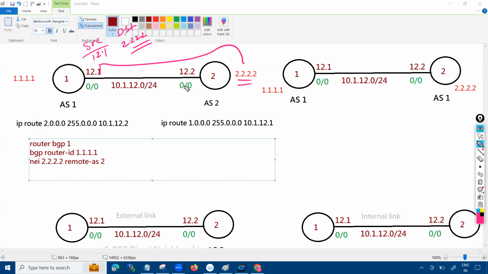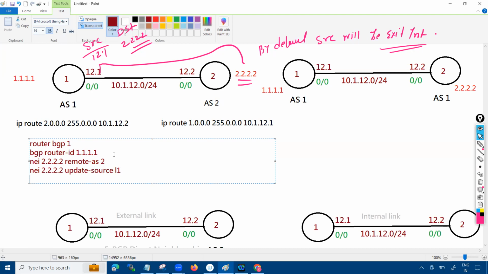No. By default, always remember one thing: source will be the exit interface. Always pay attention, guys, the exit interface will always be the source. But my agenda is to form the neighborship between loopback to loopback. So I need to mention, hey, I don't want the source to be 12.1, I want the source to be loopback number 1. I need to change the source behavior by using the command update-source loopback 1.